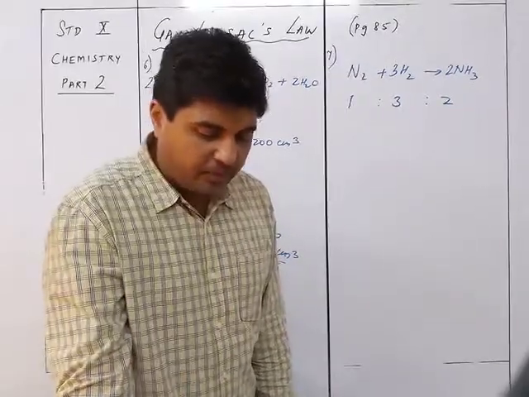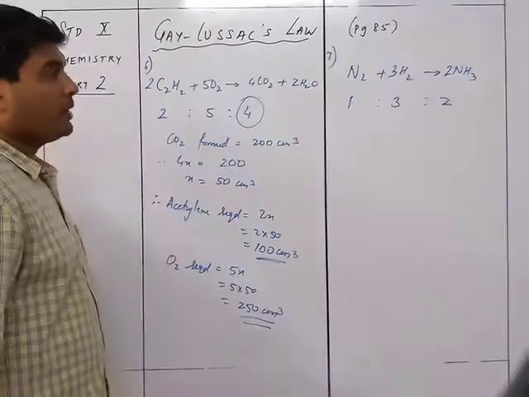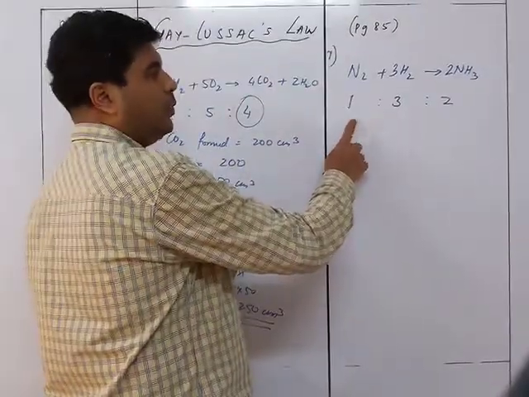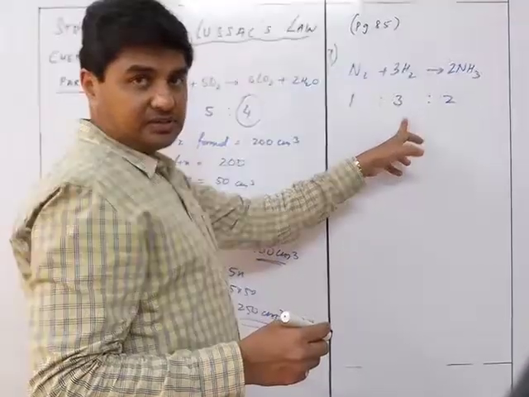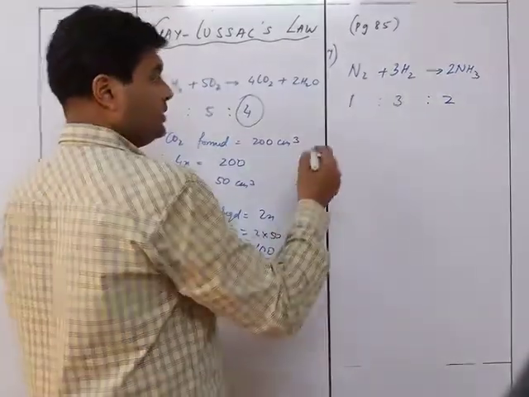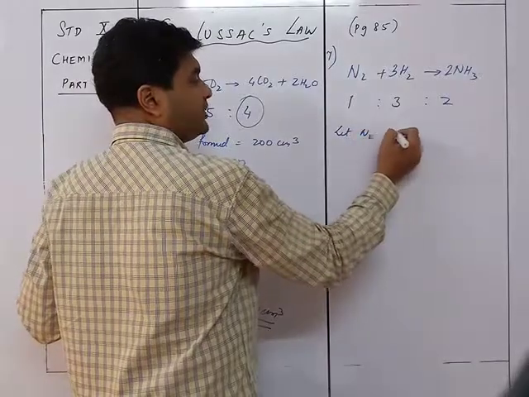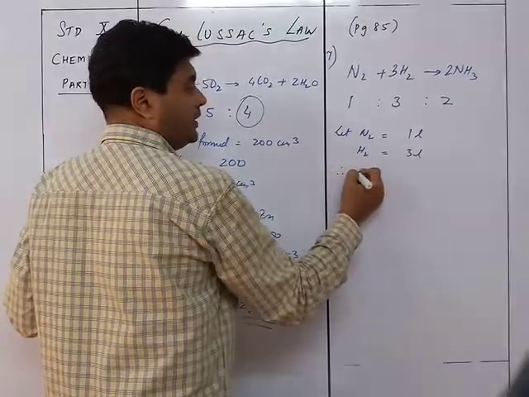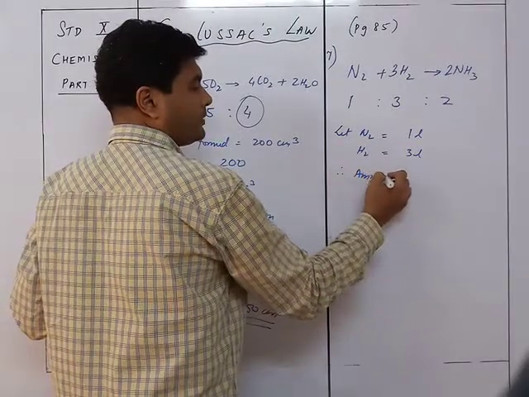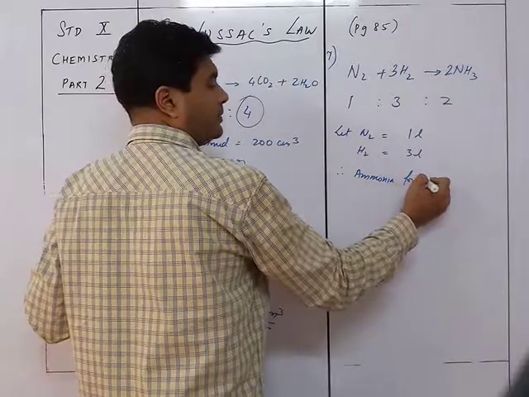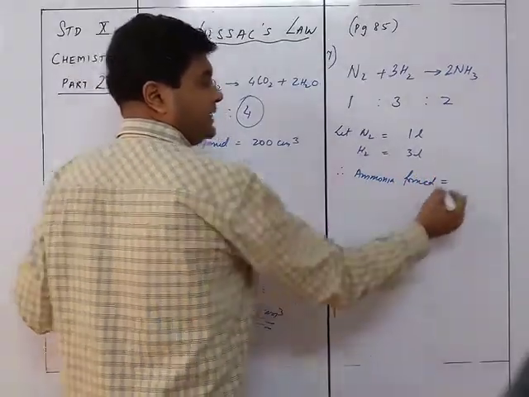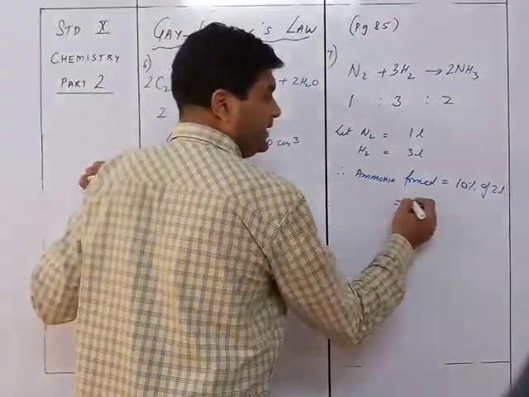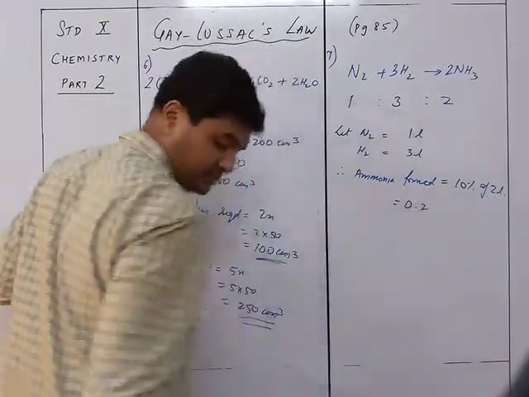What is the ammonia formed as well? You can see over here that if I take 1 liter of this and 3 liters of this, so let N2 is equal to 1 liter and H2 is equal to 3 liters. Therefore, ammonia formed is equal to 10% of 2 liters. So that is going to be 0.2. That is nothing but 10 upon 100.